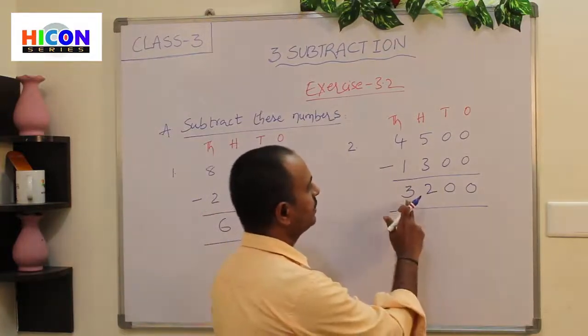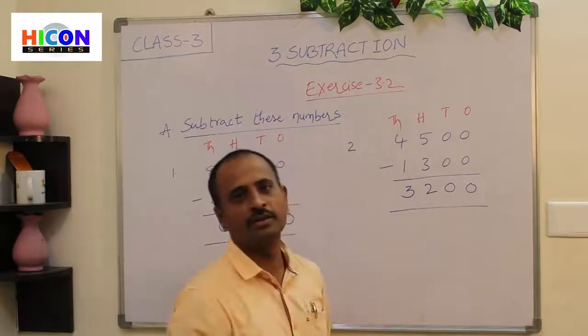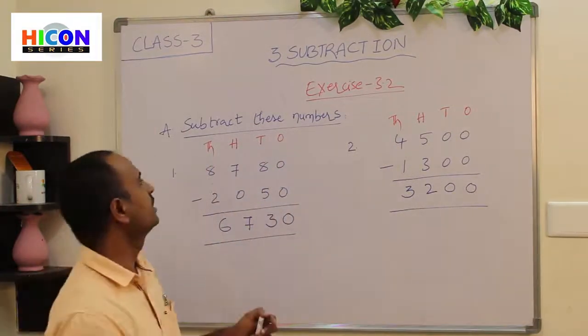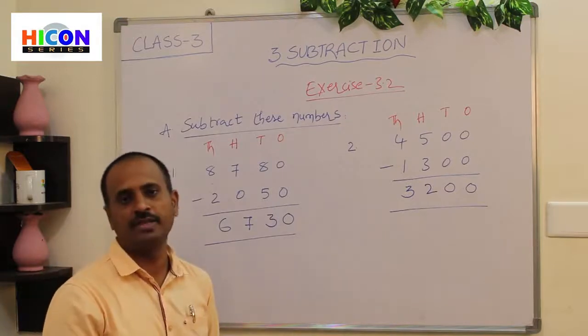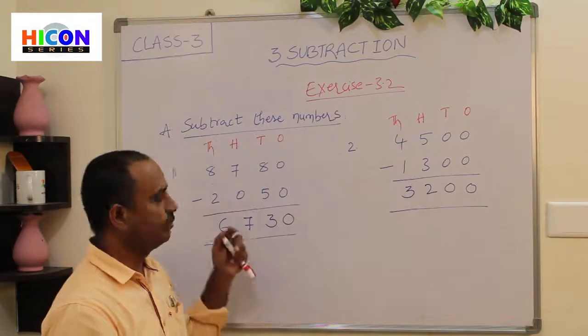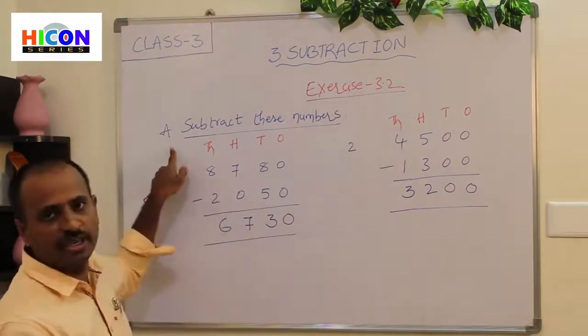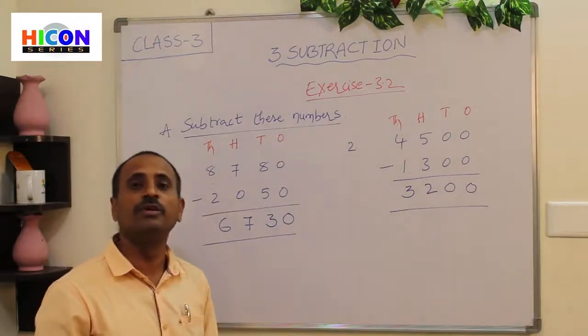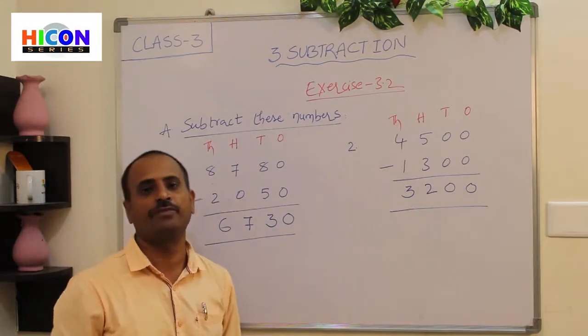So the answer is 3200. So children, in this way we can subtract 4-digit numbers without regrouping. That means without borrowing. So there are some more problems in this section A. Practice the remaining problems in this section at your home, which are given in your PDF.